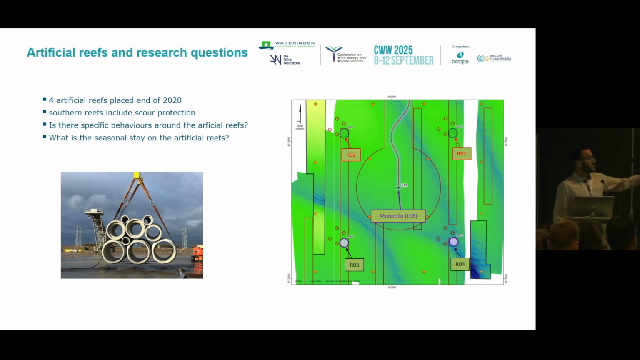So you can see on the map here, in the middle you have the monopile, and then you have the 4 different reefs, R01, R02, R03, and R04. And good to keep in mind is that the southern reefs also included scour protection similar to the monopile. And we had 2 main research questions. First, is there specific behavior around the artificial reefs? And the second question is, what was the seasonal stay and fidelity to the reefs?